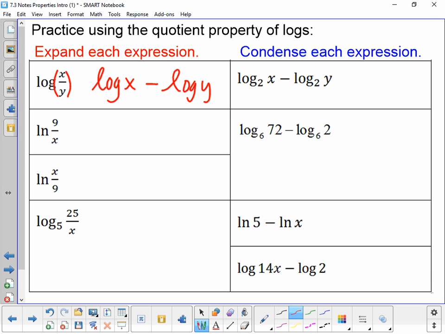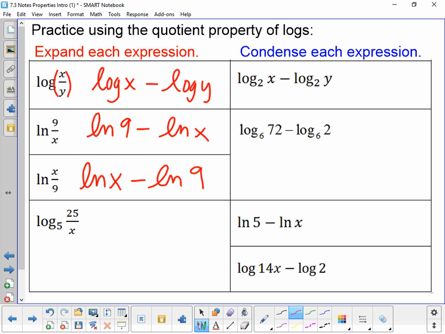The natural log of 9 over x is the same thing as the natural log of 9, subtract the natural log of x. And the next one down is very, very similar, but it's a reciprocal here. It's the natural log of x over 9. So that means the natural log of x would come first, and we would subtract the natural log of 9. So the order really matters with division and subtraction. So make sure that you're getting it in the right order.